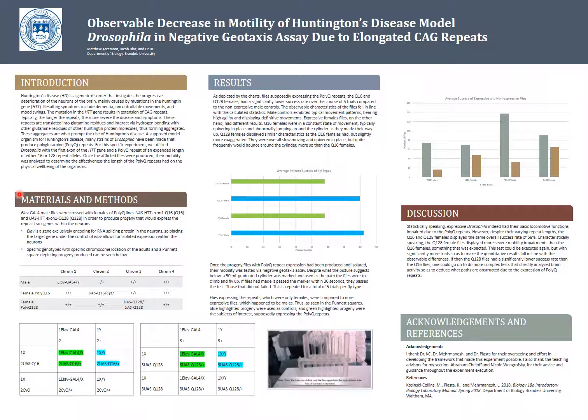And if this were to be done, then I would say that one could look to do more complex tests so that we could directly analyze the brain and then see specifically what pathways are being interrupted by the aggregates forming from the repeats.